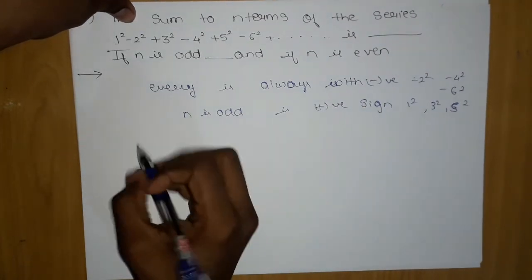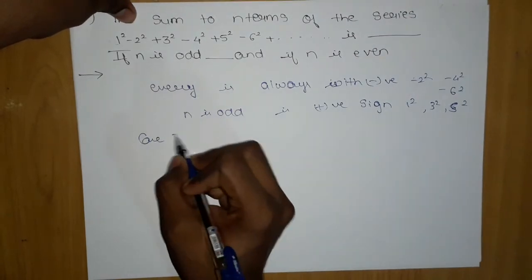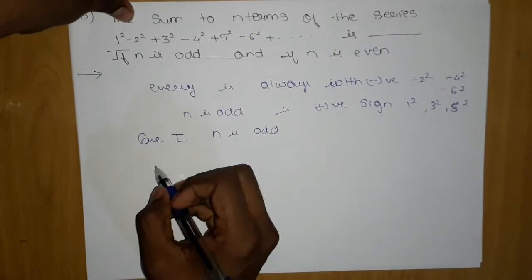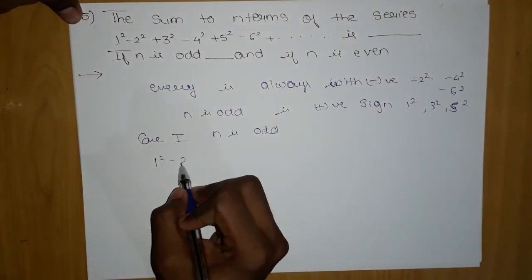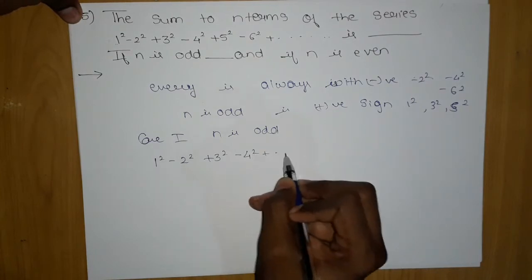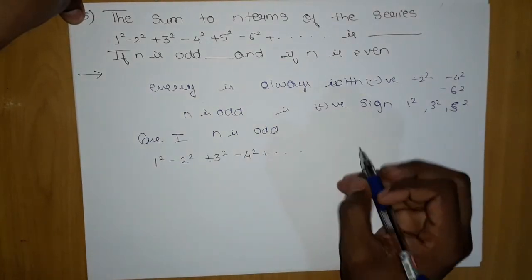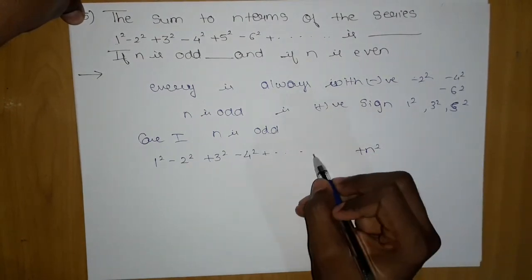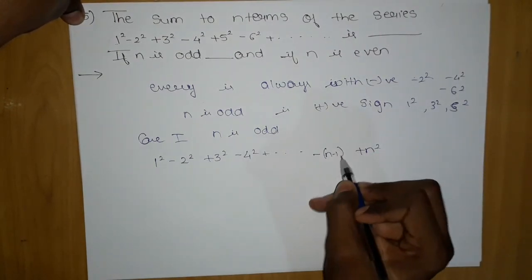Now we consider case 1, where n is odd. The series is like this: 1 square minus 2 square plus 3 square minus 4 square, and I will continue this. The last term, since n is odd, will be plus n square, and the term before it will be even, minus n minus 1 the whole square.